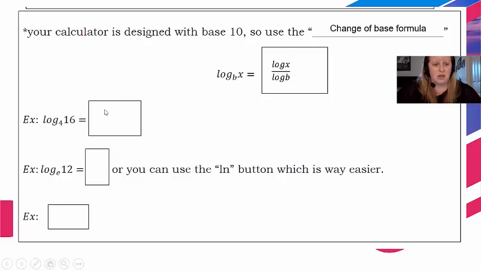And I'll show you what that looks like here. So right here we have log base 4 of 16. That basically means 4 to the what gets you 16. So we know the answer's 2 ahead of time. But let's pretend we didn't know the answer.